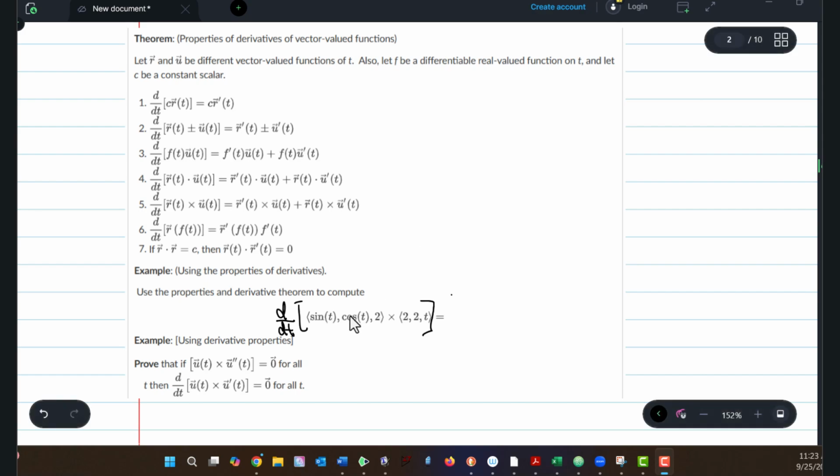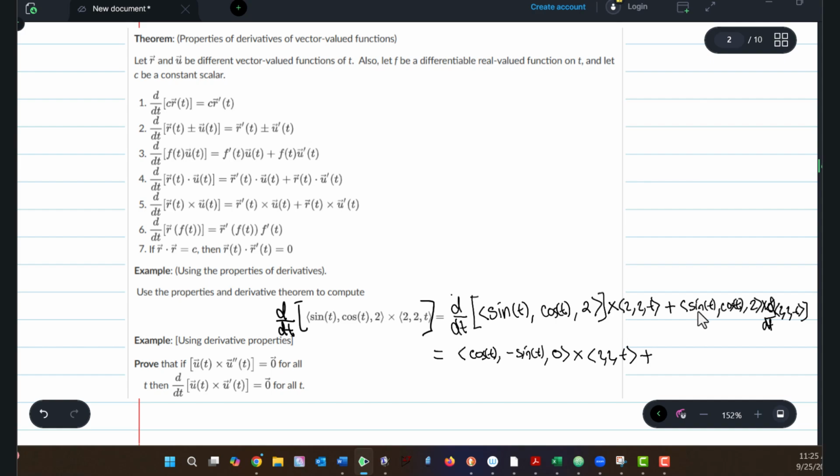So for this problem, we have a cross product of two vector valued functions, and we're trying to take the derivative of the result. The property says that it's basically the product rule, except instead of the regular multiplication, use cross product. So I should take the derivative of the first vector, and then cross it with the second vector. I should add that to the cross product of the first vector with the derivative of the second vector. So do the derivative of the second vector first, then take the cross product.